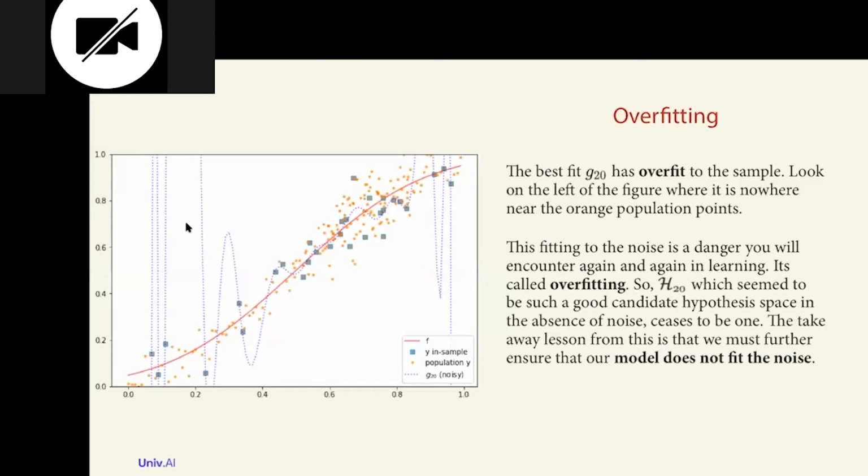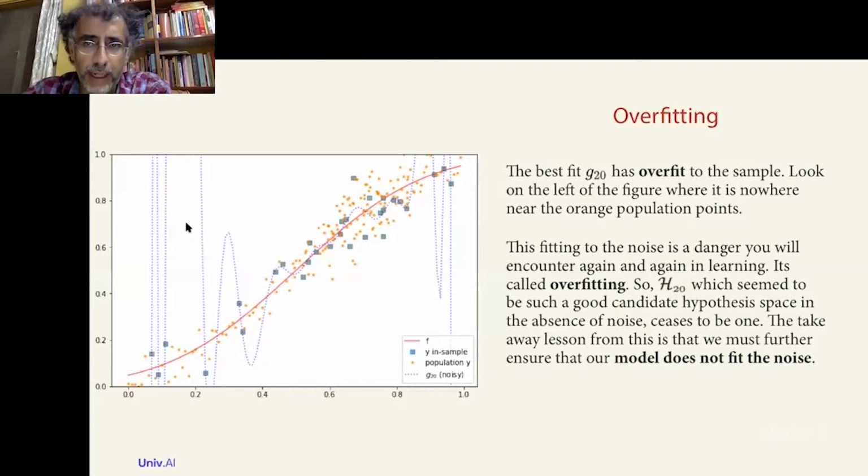So this exactly is overfitting. This best fit G20 has overfit to the sample. Okay. This overfitting is just a fancy word for it's actually fitting to the exact points in your sample. And if your sample is even mildly weird, or not representative, you're in trouble.